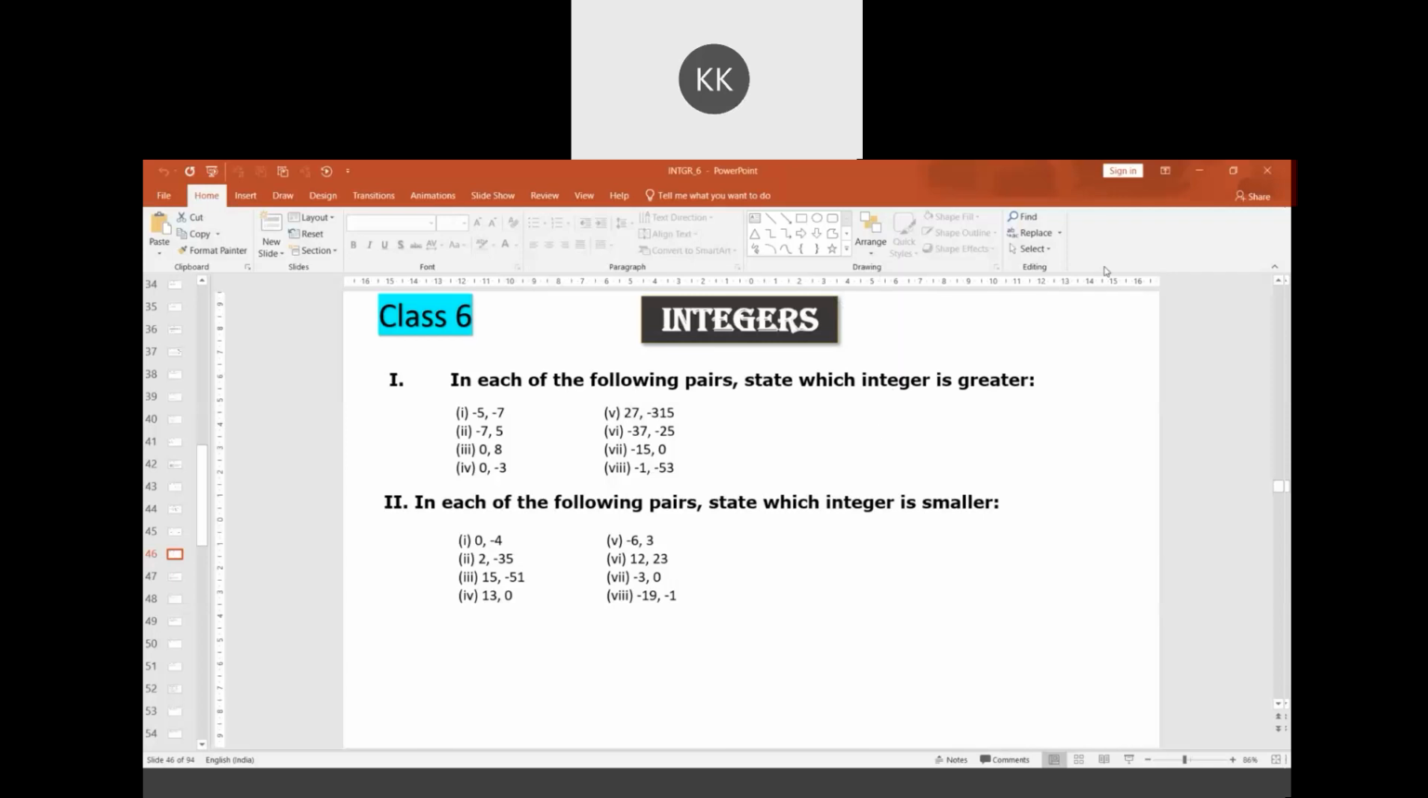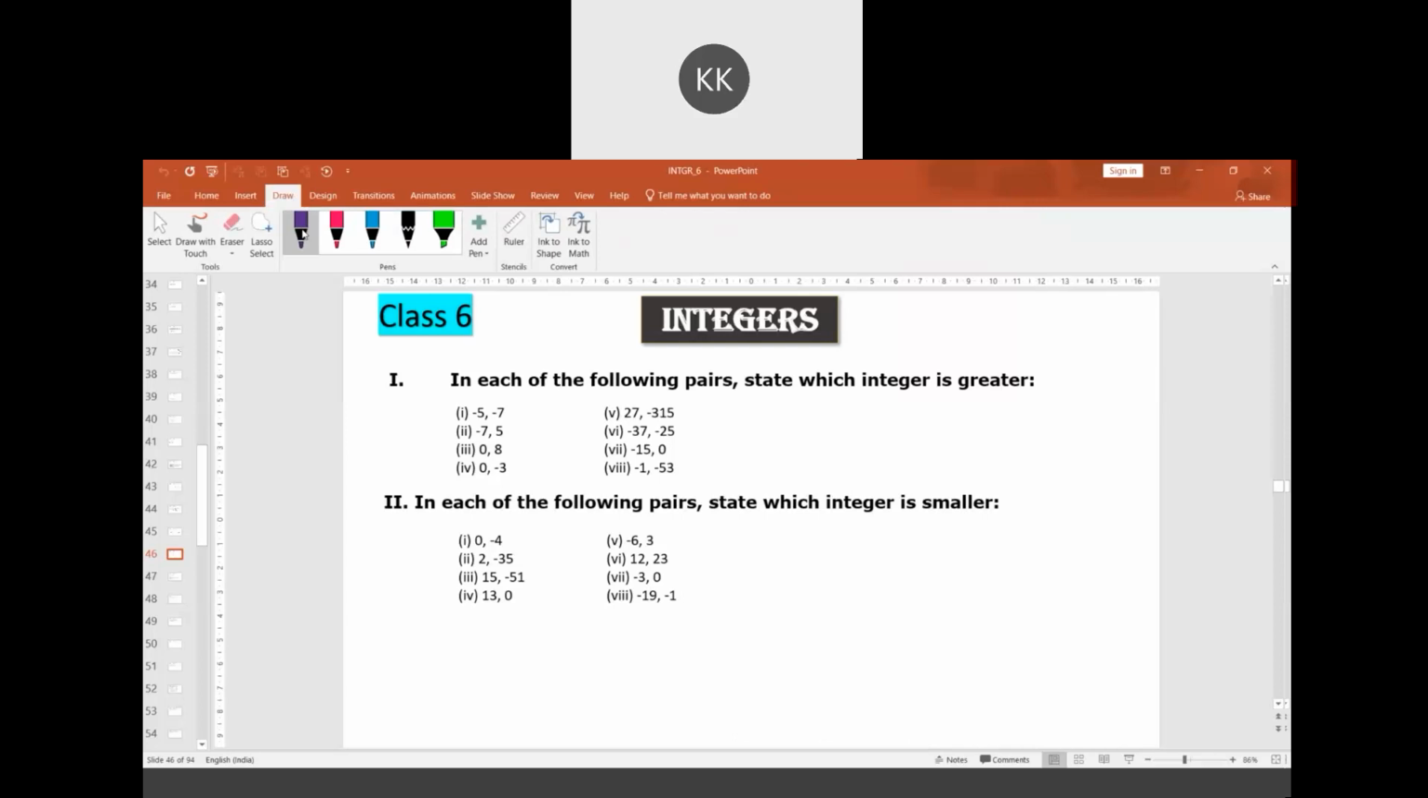Is there any doubt in the first question? No, sir. You need to identify which integer is greater. I'll be telling the answer. You can just note it down. If there is any correction, you can do that.